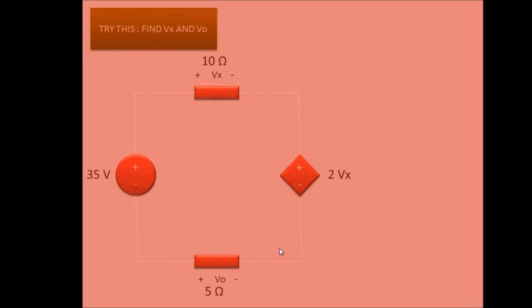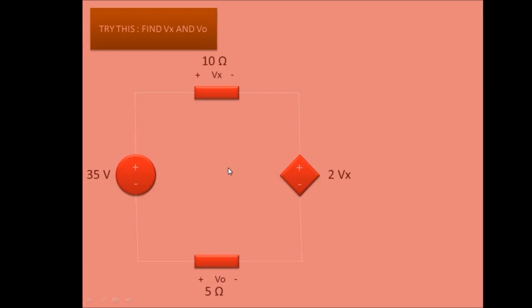Okay, let me show this. We have a circuit that has 35 volts, 2Vx, Vx and V0. Let's find Vx. Here is 5 ohms and 10 ohms. I will show you step by step how to find I value.